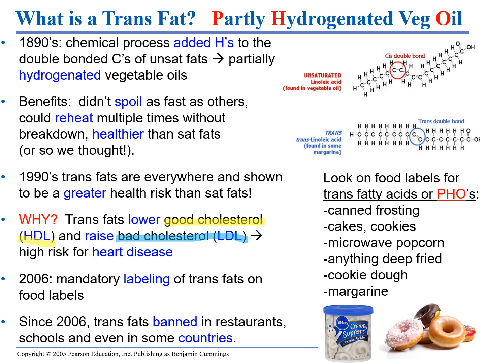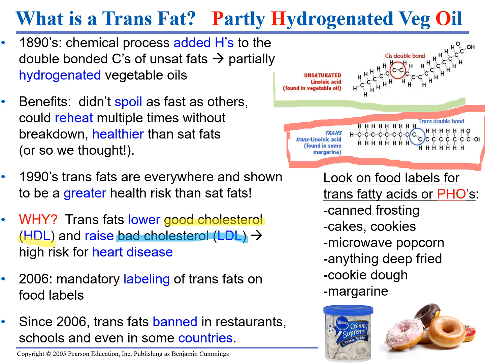Up here you see a picture of an unsaturated fat versus what a trans fat would look like. So this picture shows something that would be found in margarine. And this is showing something that would be found in vegetable oil.